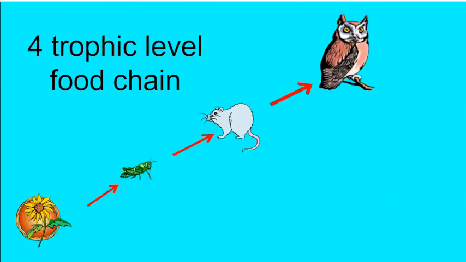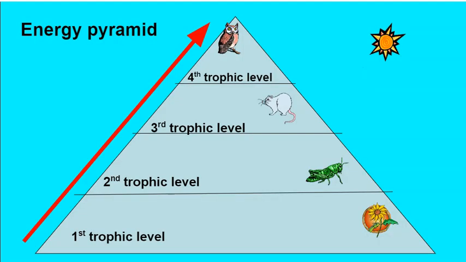Let's look at this 4 trophic level food chain. Starts with that sunflower, got a grasshopper, a mouse, and then the owl. And there's an energy pyramid showing those same organisms, 4 trophic levels. The arrow going up is showing the direction of energy flow as it goes through the food chain.